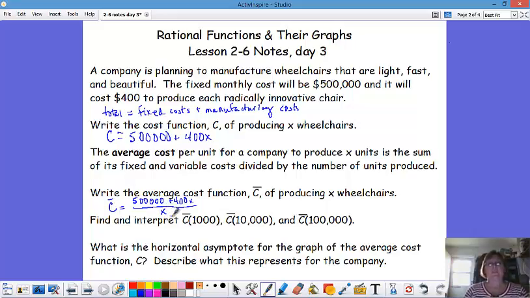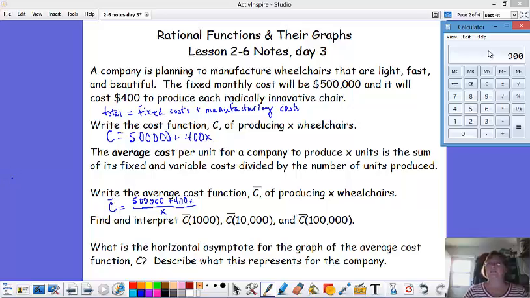So now we have some instruction. We're supposed to find and interpret average cost for 1,000 chairs, for 10,000 chairs, and for 100,000 chairs. And before you start running off to do that, I'd love to have you think about what should happen. The more chairs you produce, what should happen to the average cost of each. But I'm going to go to my calculator, not my TI calculator this time, but instead my Windows calculator.